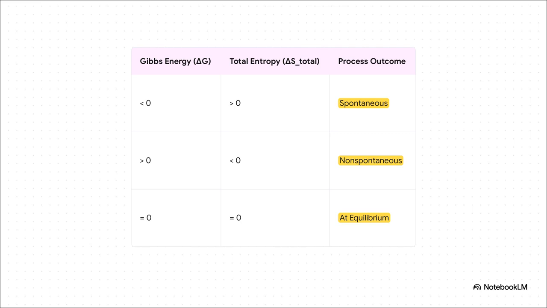So here's the final rulebook. Because of that negative sign, a process is spontaneous only when the change in Gibbs energy, delta G, is negative. A negative delta G means the universe's disorder is going up, and nature gives it a green light. If delta G is positive, it's non-spontaneous. It's just not going to happen on its own. And if delta G is zero, we're at that perfect balance point again, equilibrium.